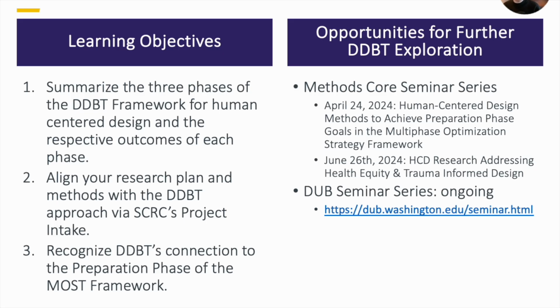So that was a quick note on co-design. We've covered an introduction to what we mean by design, the DDBT framework outcomes and measures, and then co-design. So as we're wrapping this up, I want to reiterate the learning objectives. I hope that you now feel like you can summarize the 3 phases of the DDBT framework and the respective outcomes for each phase. I hope that you can align your research plan and you feel prepared to align the methods included with the DDBT approach via our intake process. And then lastly, I hope that you can recognize DDBT's connection to the preparation phase of the MOST framework.